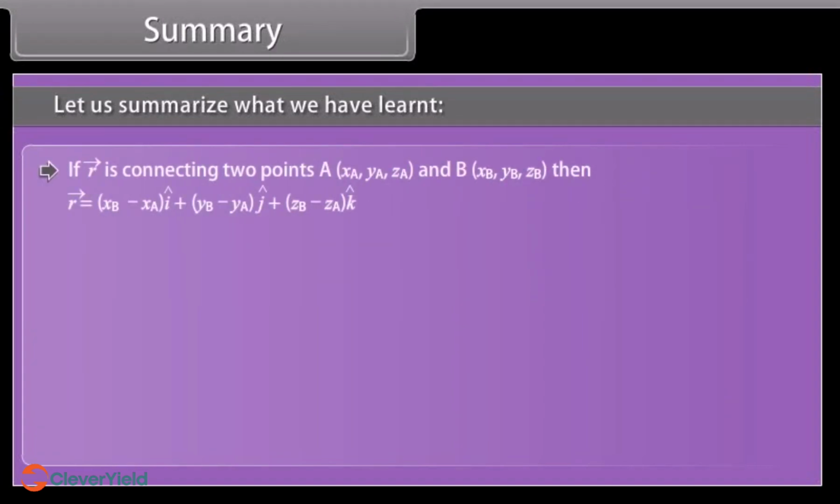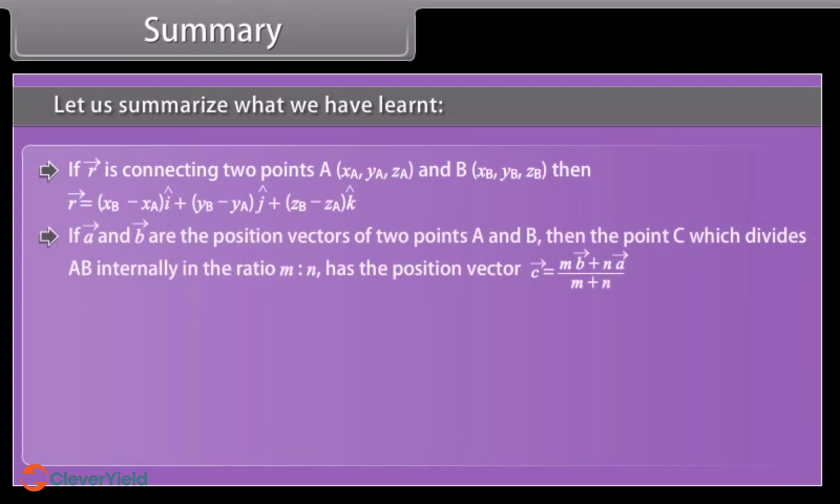If vector r is connecting 2 points A (xa, ya, za) and B (xb, yb, zb), then vector r is equal to (xb minus xa) cap i plus (yb minus ya) cap j plus (zb minus za) cap k. If vector A and vector B are the position vectors of 2 points A and B, then the point C, which divides AB internally in the ratio m:n, has the position vector vector C equals (m into vector B plus n into vector A) by (m plus n).